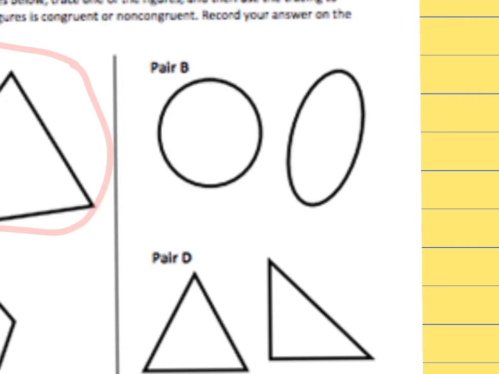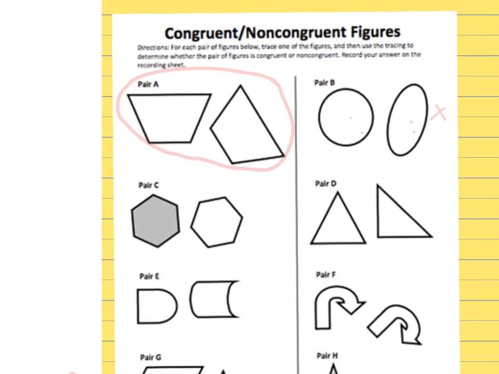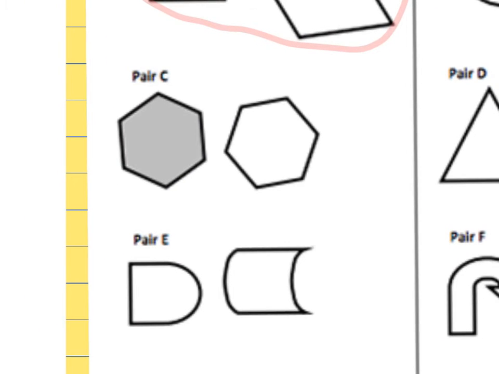Here you can see that these are not congruent figures because obviously we don't have the same size. This is an oval and this a circle. How about this?